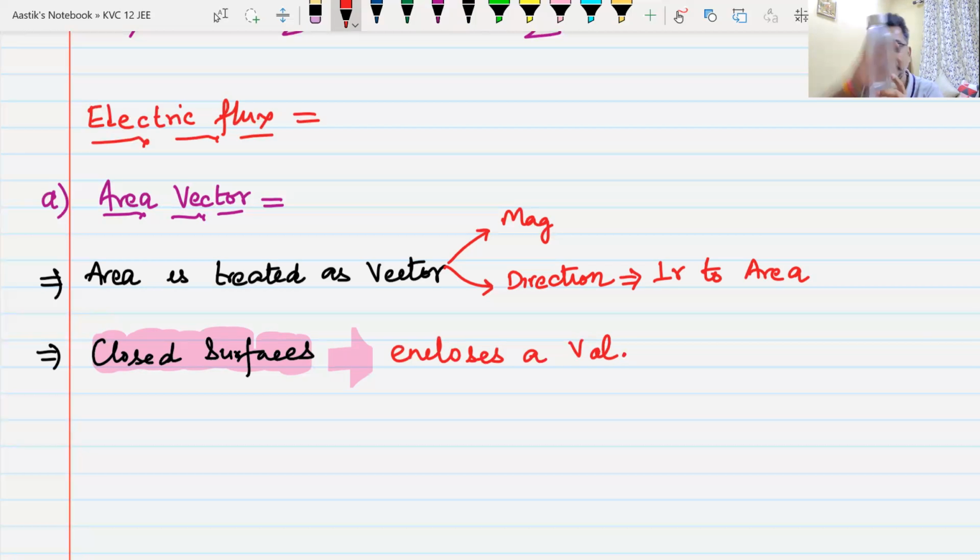This is the outer surface. If it is closed, I cannot get onto the inside of this. That is a closed surface. Now for a closed surface, the area vector is always taken as outward normal.